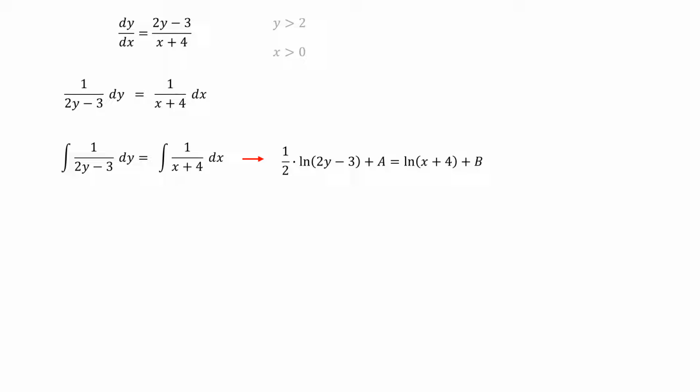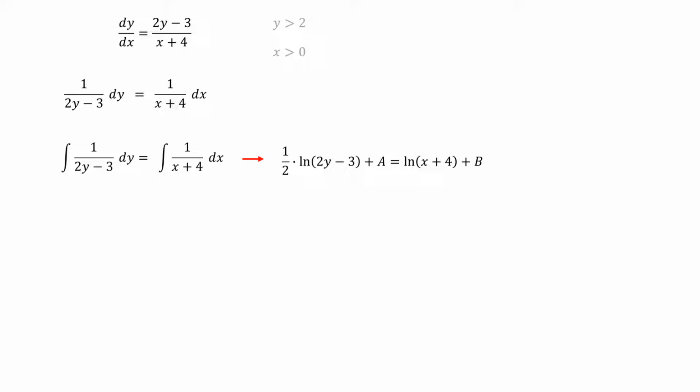What I did was a u substitution for each of these integrals. On the y integral, I let u equal 2y minus 3. On the x integral, I let u equal x plus 4. I did all the math on scratch paper, and this is the end result. You can check that for yourself. And now may be a good time to hit pause if you've forgotten how that works. Moving on.